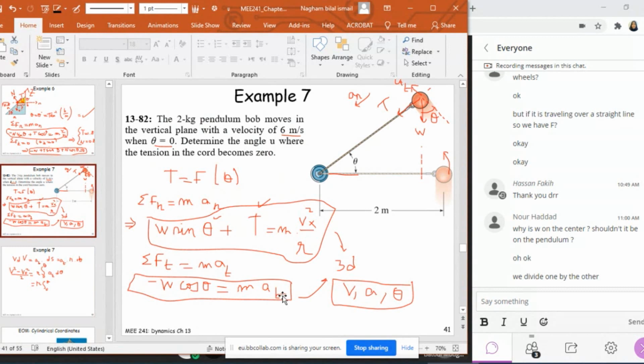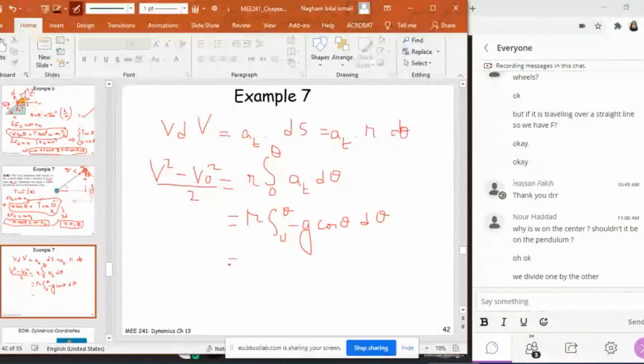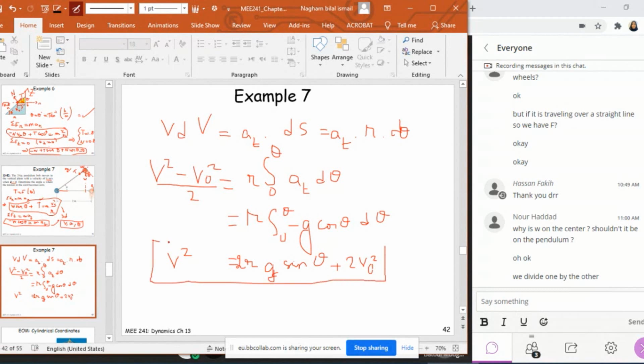So what is the integration of cosine theta? Because g is always constant, it is equal to r g sine theta minus sine 0, which is 0, so r g sine theta. All right? So this means that v squared is equal to 2 r g sine theta plus v0 squared. Now that I know v squared, I can find what a_n is. So a_n now is known.